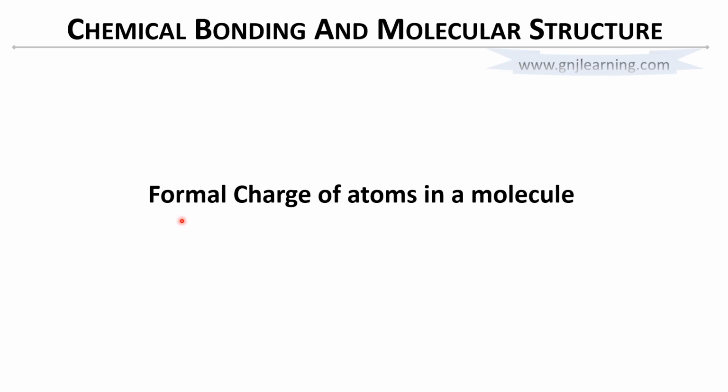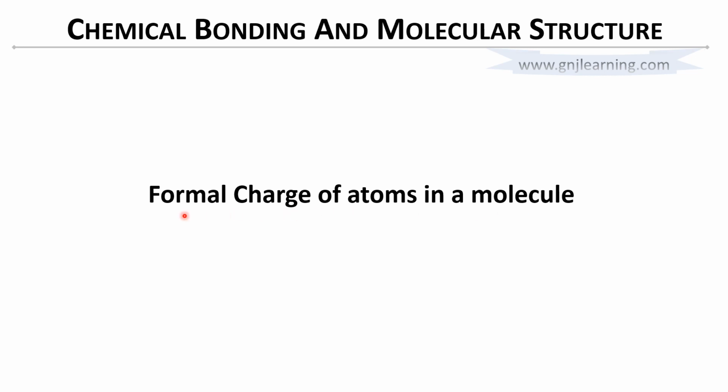Today we are going to see formal charge of atoms in a molecule. So we have seen how to draw Lewis dot structure of a molecule, isn't it? In the last part we have seen how to draw Lewis dot structure of a molecule. Now what we are going to see in that structure of a molecule or a species is how to find out the charge of each atom.